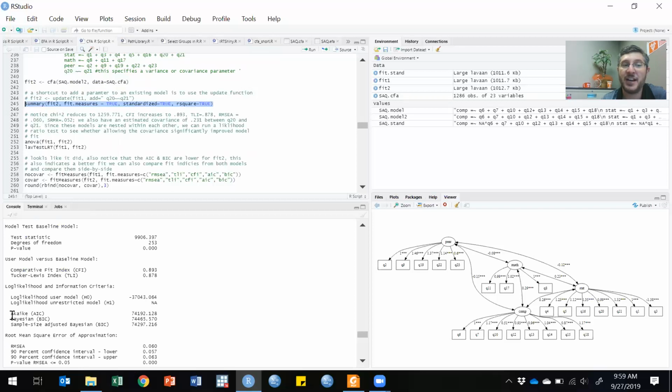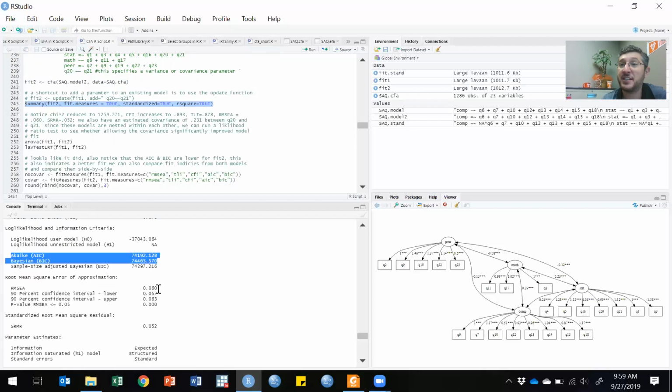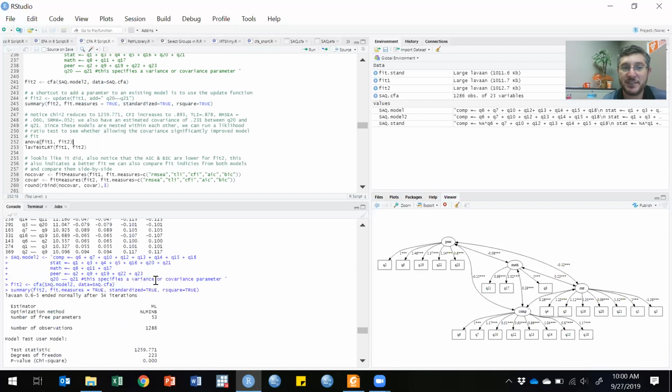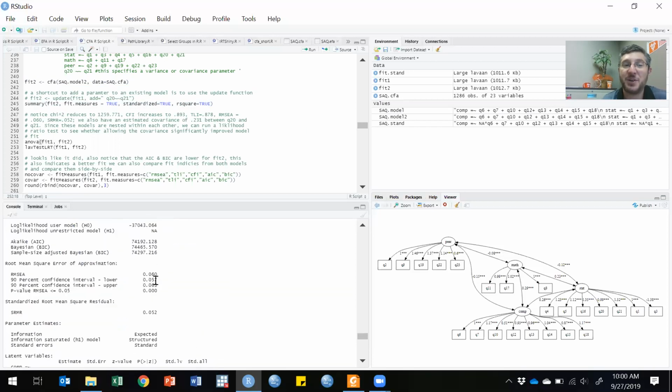We can compare our AIC and BIC to what the previous model was, and we'll look at that in a minute. The root mean square error of approximation decreased slightly, and the SRMR also decreased slightly. So all these indicate that we had slightly better fit with this model. Sorry, our previous model is nested within this one.